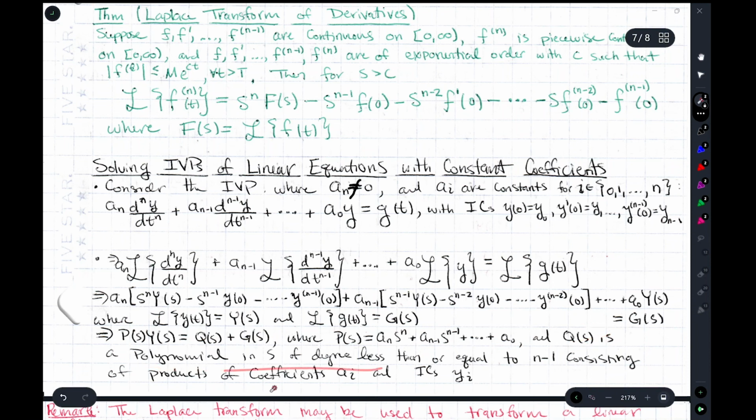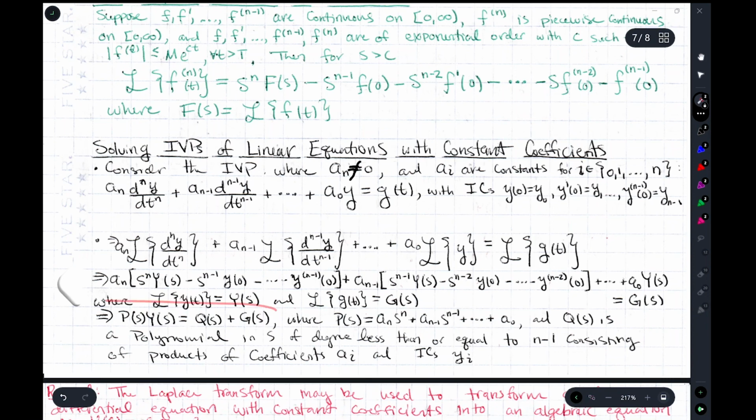Q(s) is a polynomial in s of degree less than or equal to n minus 1, consisting of products of coefficients a_i and y sub i, the initial conditions. So if you just combine all of these, like s^(n-1) y0, and the rest of these into this Q(s), that's what that is. And G(s) is the transform of g(t). What's important here is that you're left with a polynomial equation. And so we've transformed the problem from a differential equation problem to an algebraic problem.